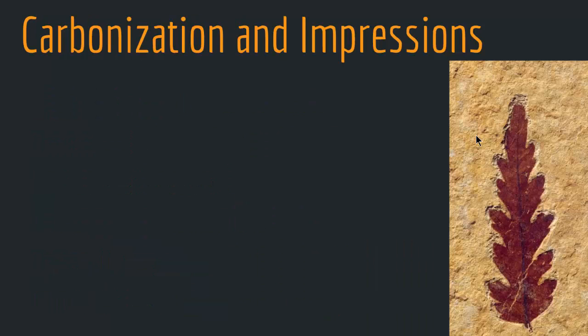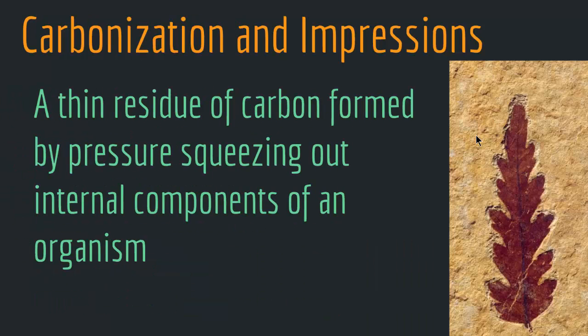Then we have carbonization and impressions. Carbonization is a thin residue of carbon formed by pressure squeezing out the internal components of an organism. Most of the time it's a leaf. When this leaf gets buried and, through pressure, the internal structure of the leaf, like gas and liquids, gets squeezed out, a thin residue of carbon is left, and that is called carbonization, a type of fossil. Just like you see in this picture, it's a flat imprint, or a tattoo, of the organism. As a result of pressure, all the internal liquid and gases came out, and the flat print of that organism was printed on the bed.